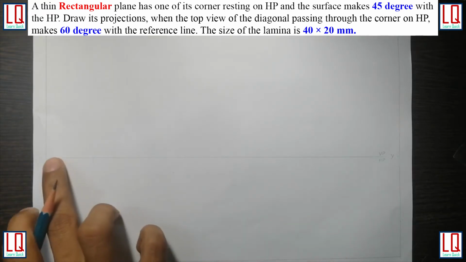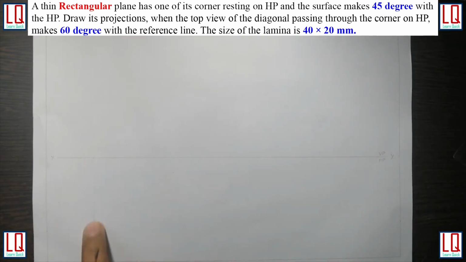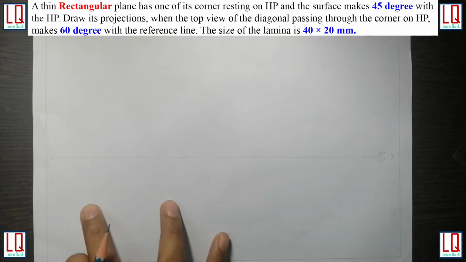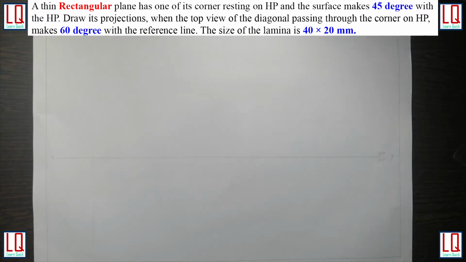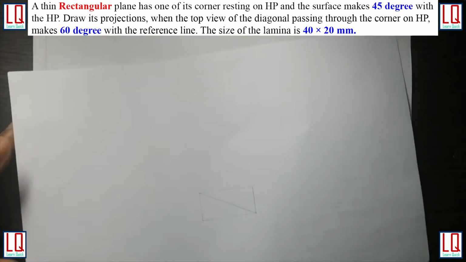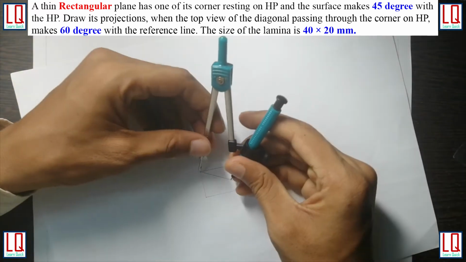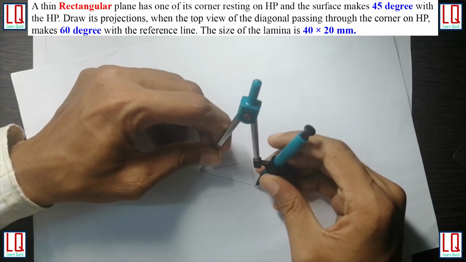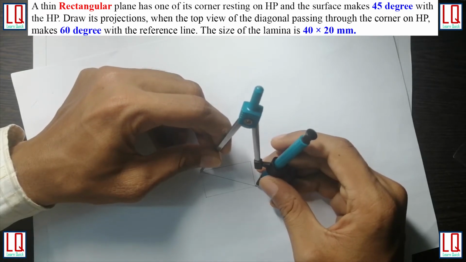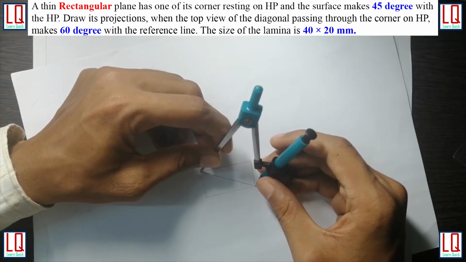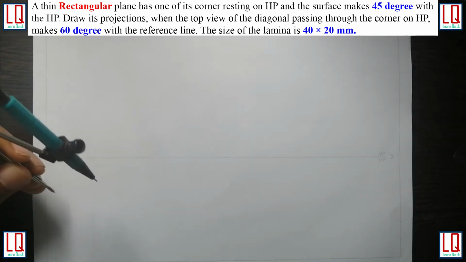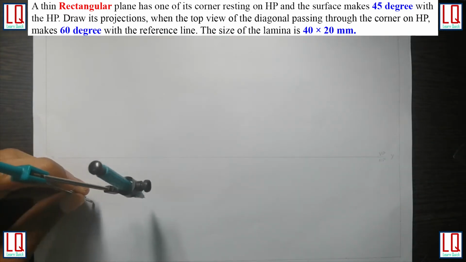To do that, draw your XY line, draw a perpendicular line and then draw a horizontal line. So I assume this line is going to be the diagonal of the rectangle. But I don't know how long the diagonal is. Already I have drawn a rectangle for the given dimension, so from here I measure the diagonal from the rough diagram, and now I take it here.